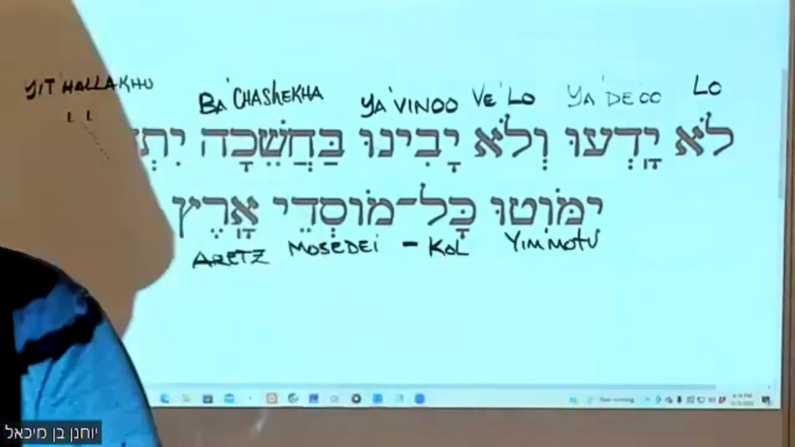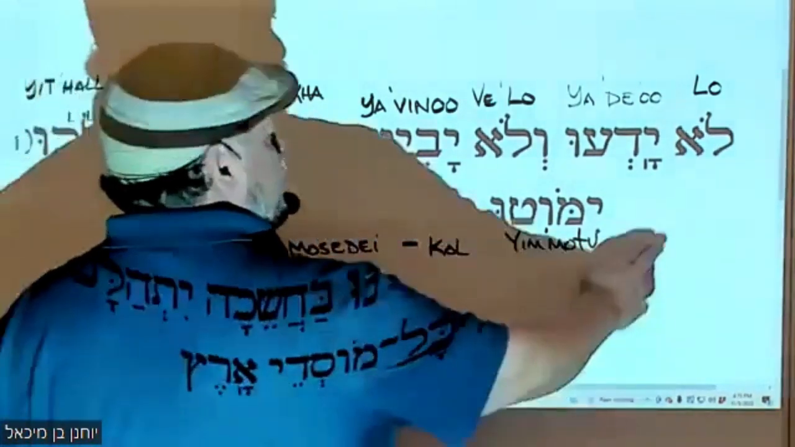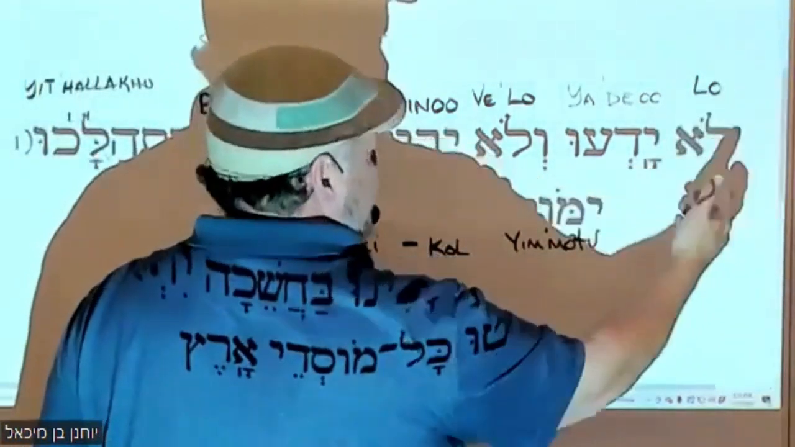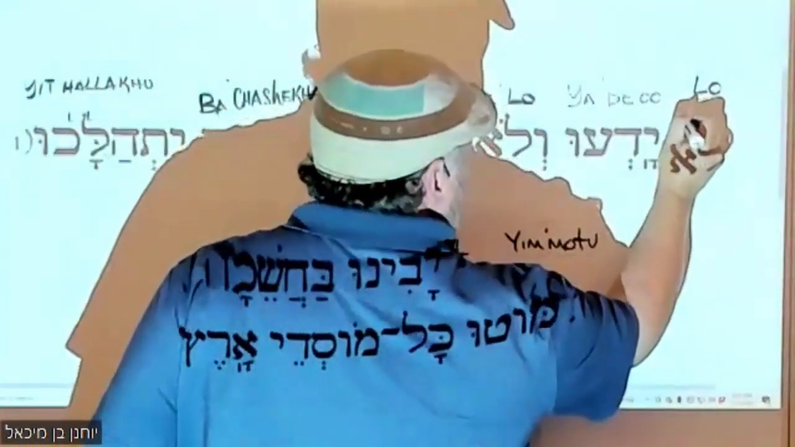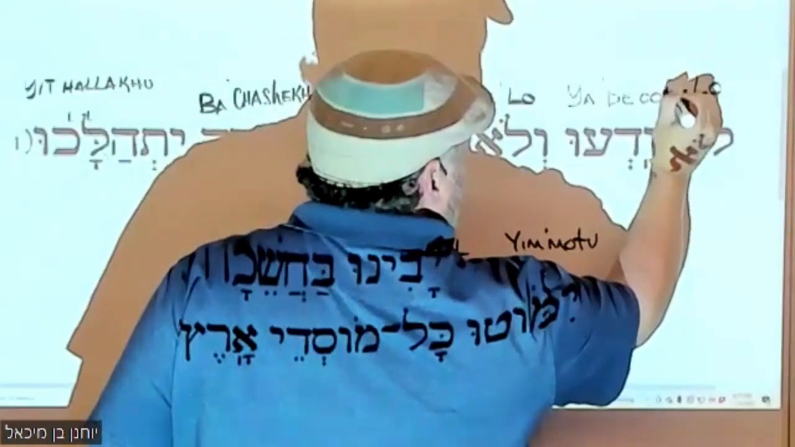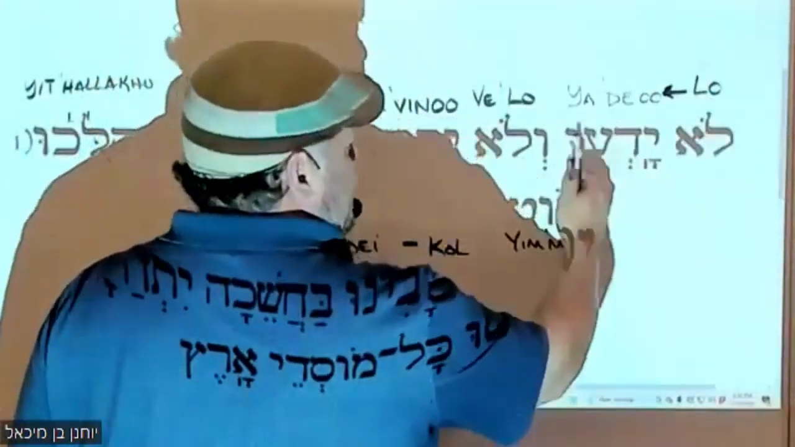All right, so lo, what does lo mean? Lo is a negator, right? So whatever comes after it is what's not going to be done. We know that lo means no or not. It's going to negate the thing that follows right after it, right? So they will not, or will not, yadeu.